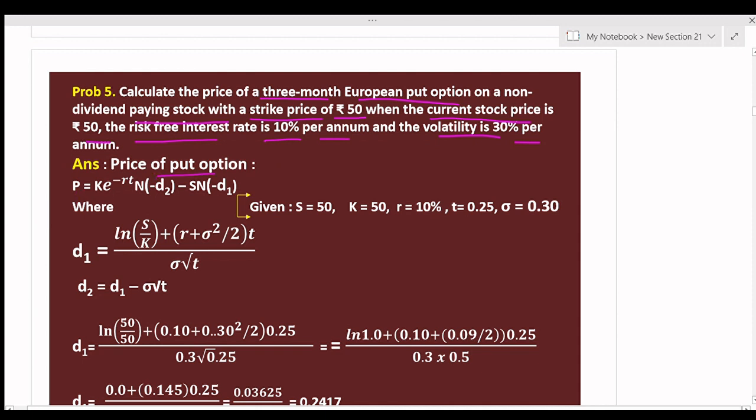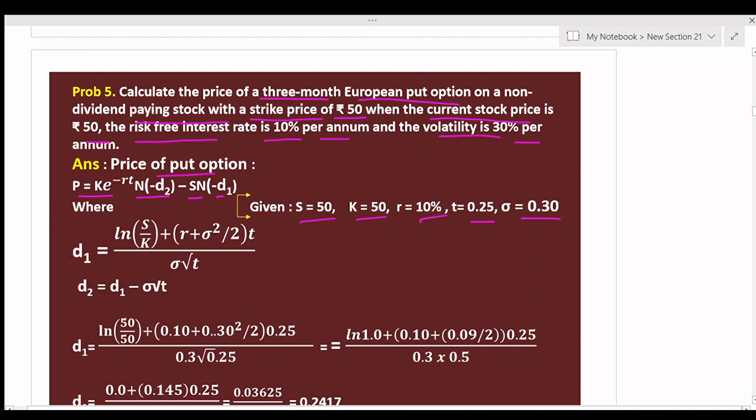you know, P is equal to K into e to the power minus RT into N(minus d2) minus S into N(minus d1). What is given? S is equal to 50, K is equal to 50, R is equal to 10%, T is equal to 3 months, that is 0.25, and sigma is 30%, 0.30.